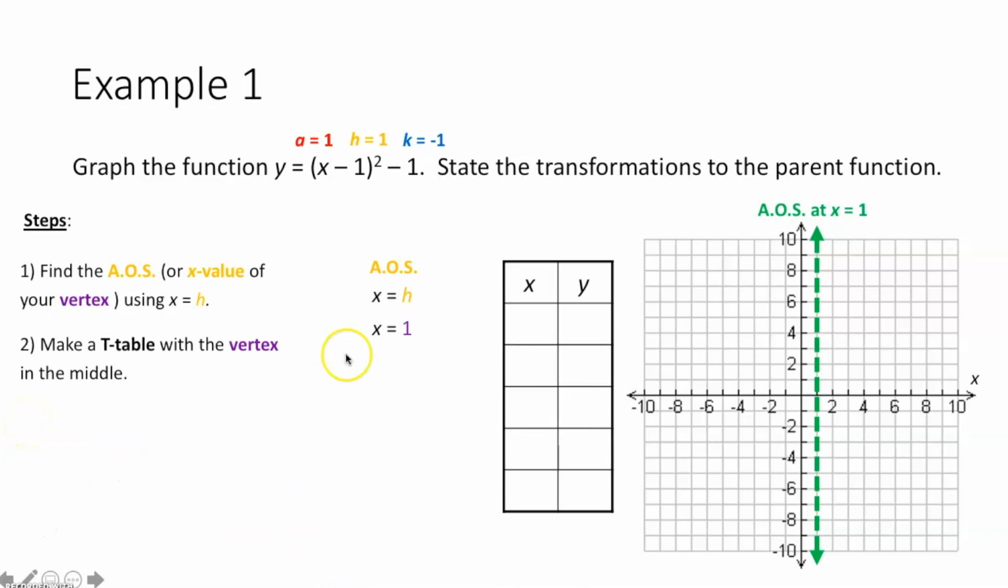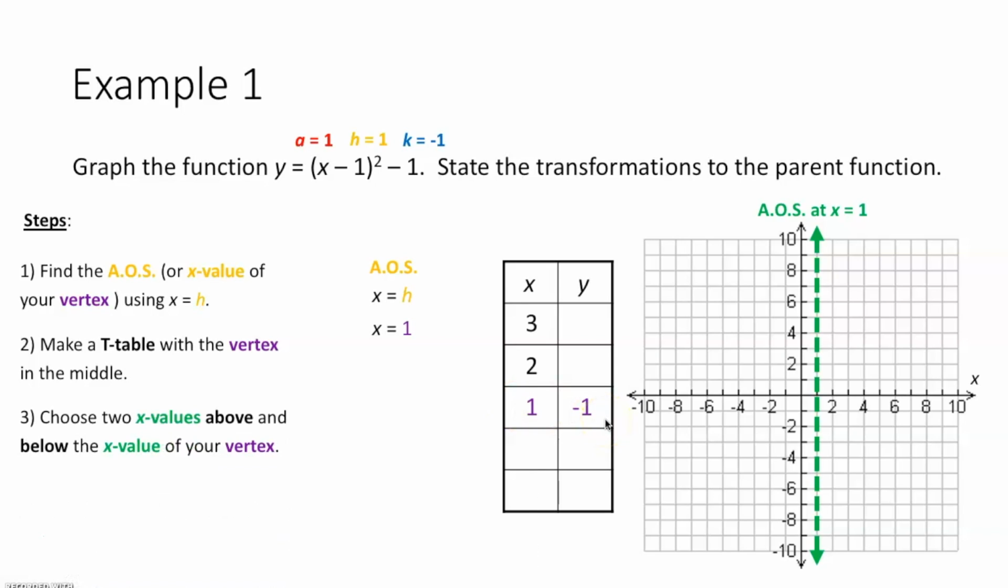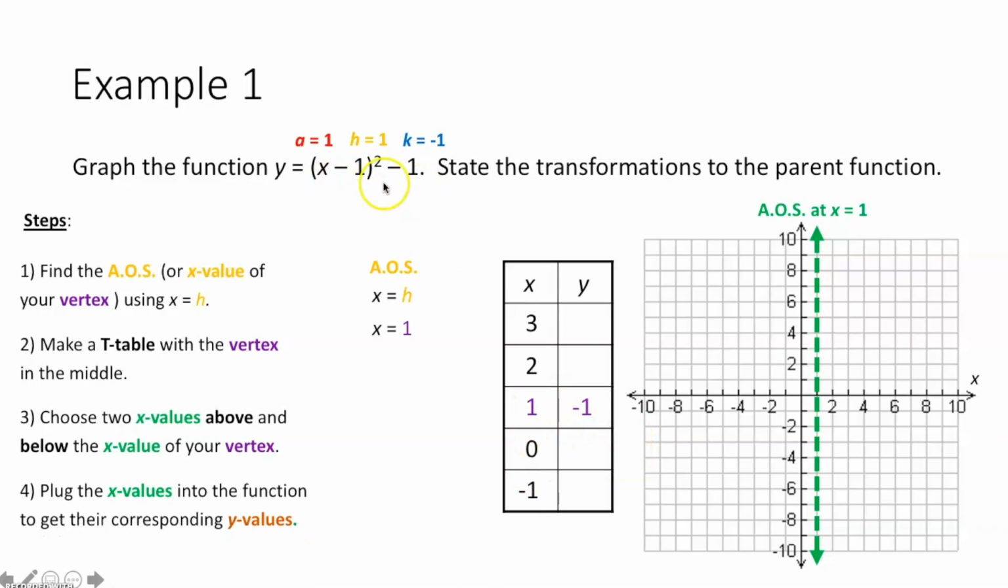So the question is, what is the vertex? Remember, the vertex is just h, k. So 1, -1. That goes in the middle. We're then going to pick two x values above 1 and two x values below 1. We then plug those x values back into this particular function to get the y values that go with them.